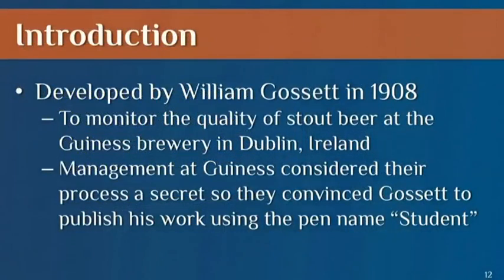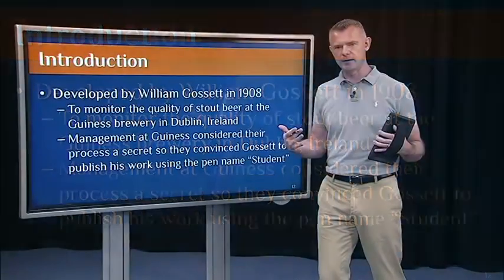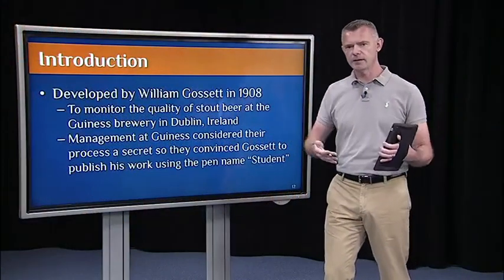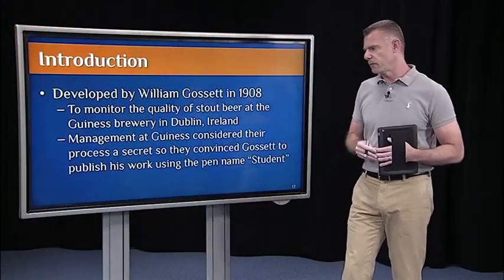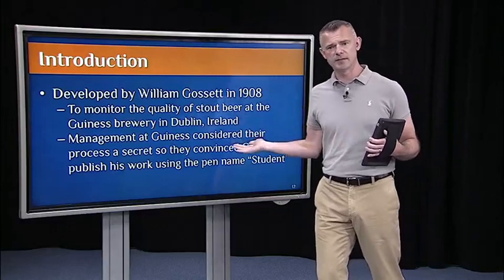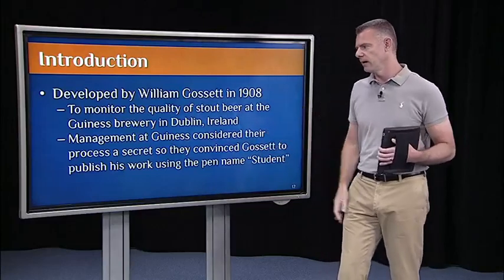And he was actually a pretty cool guy. He was not only a statistics expert, but he was a beer expert. So he monitored the quality of stout beer at the Guinness Brewery in Dublin, Ireland. And to do this, he wanted to be empirical about it. He randomly assigned different things to different batches and then developed this test to compare means.